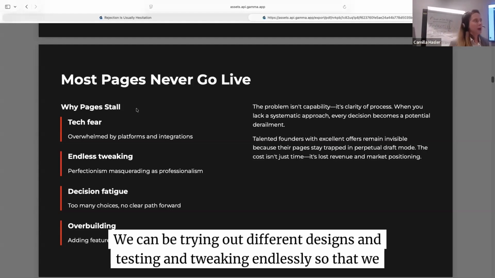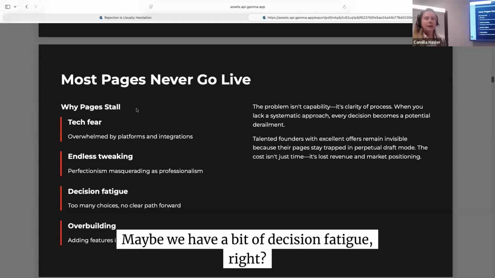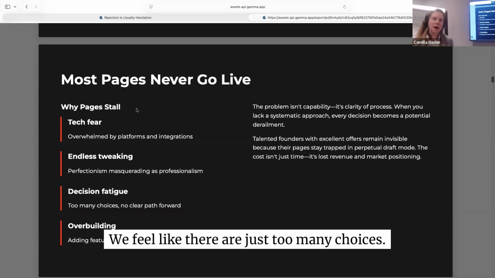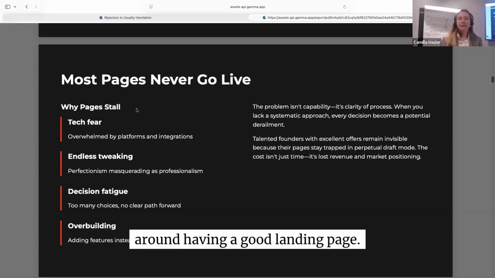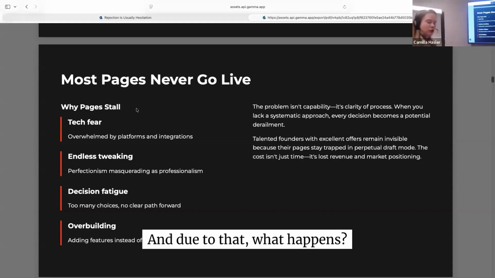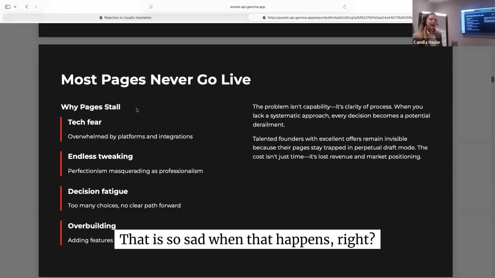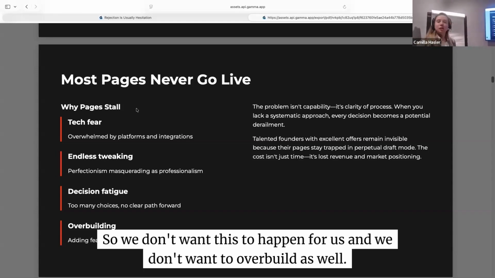We can be trying out different designs and testing and tweaking endlessly so that we never decide on our final landing page. Maybe we have a bit of decision fatigue, right? We feel like there are just too many choices around having a good landing page, and so ultimately we decide not to take action and move forward. And due to that, what happens? Well, essentially, we get stuck because we haven't put our landing page out there. That is so sad when that happens, right? So we don't want this to happen for us.